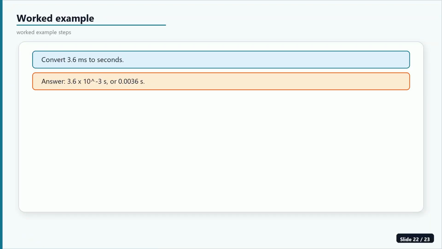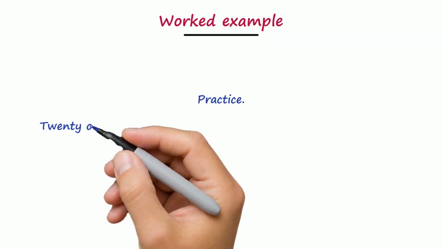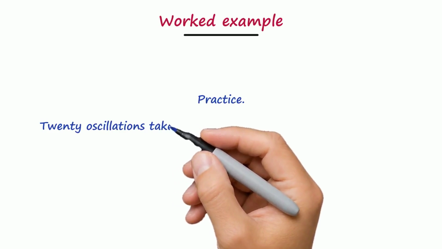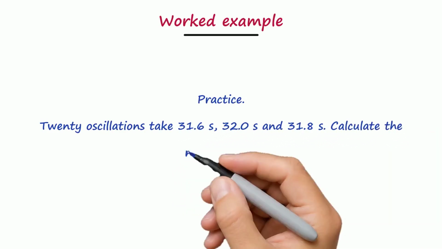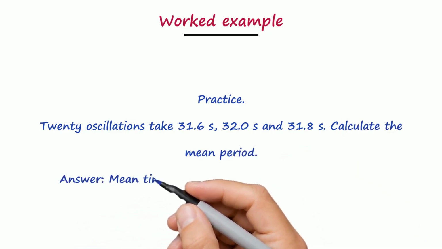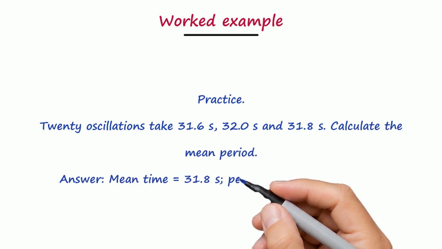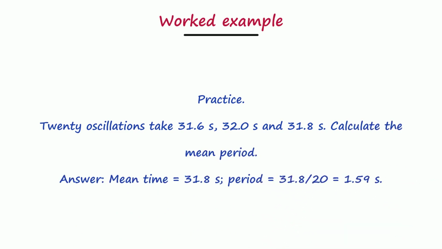Check that units cancel cleanly. Practice. 20 oscillations take 31.6 s, 32.0 s and 31.8 s. Calculate the mean period. Answer: mean time equals 31.8 s, period equals 31.8 over 20 equals 1.59 s.